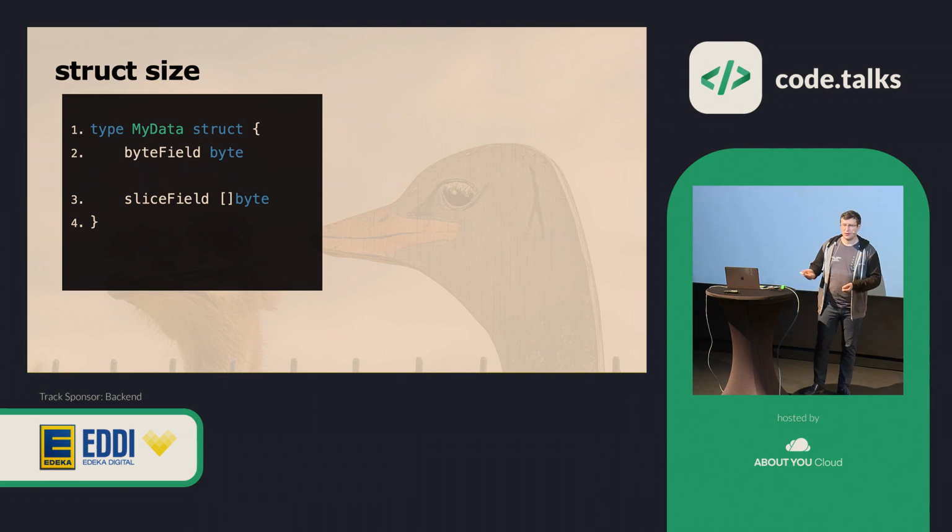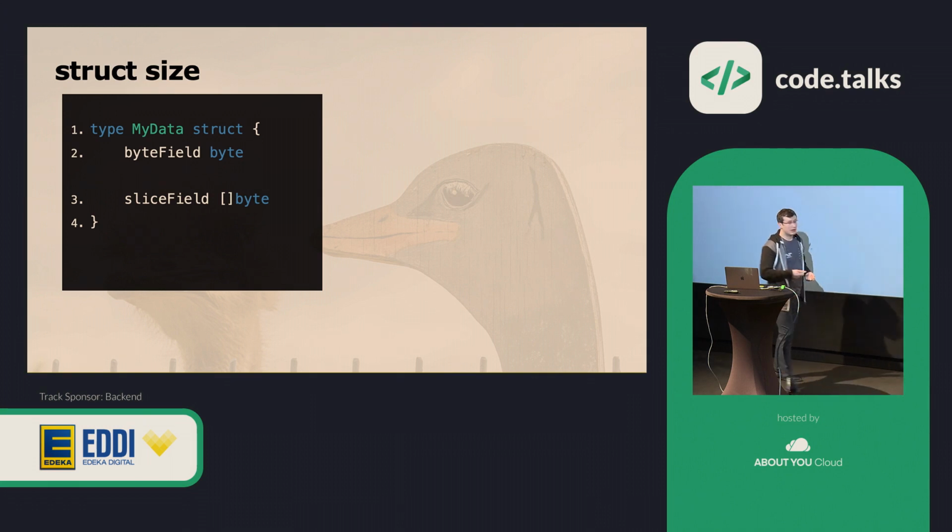Look at this piece of code. It's a structure. It has two fields, a byte field and a slice field. The slice is a slice of bytes. I want to know how much memory an object of this structure will consume. I already know that a slice of bytes has about 24 bytes of overhead.